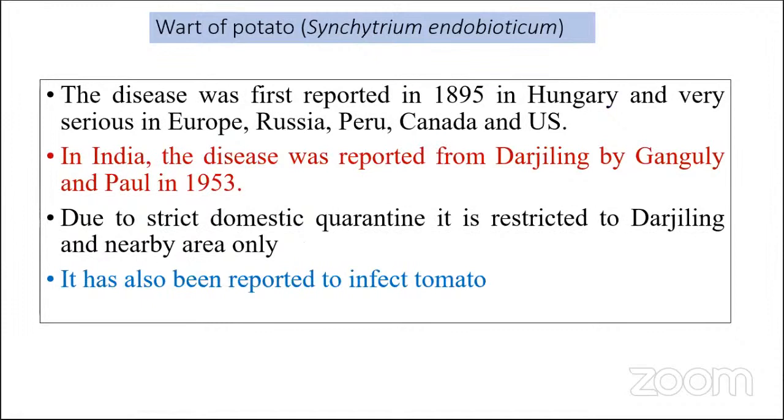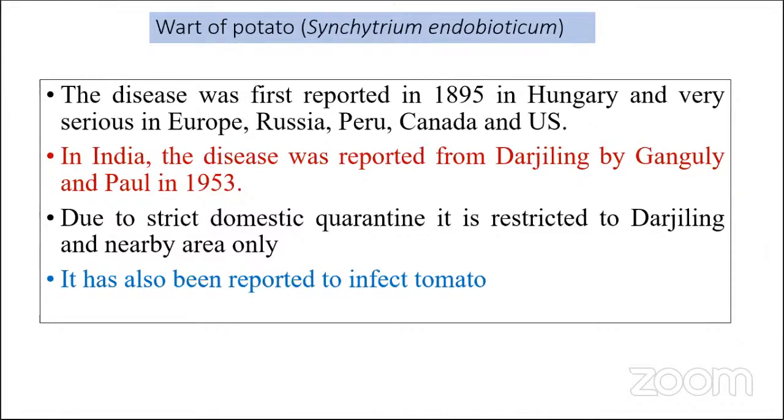Another important disease of potato is wart disease, which is caused by Synchytrium endobioticum. So this is again a zygomycete. This disease was first reported in 1895 in Hungary, and it is very serious in Europe, Russia, Peru, Canada, and the United States. In India, the disease was reported from Darjeeling by Ganguly and Paul in 1953.